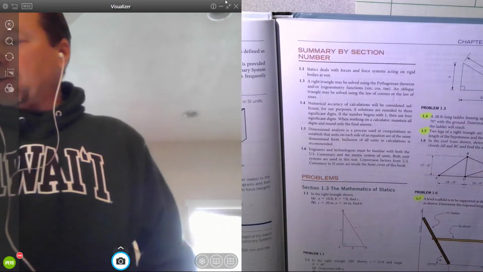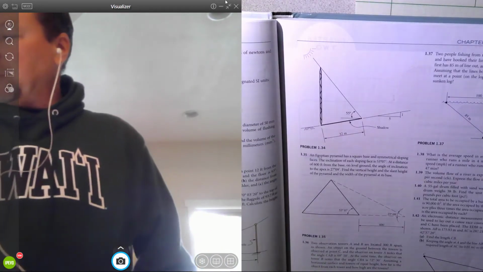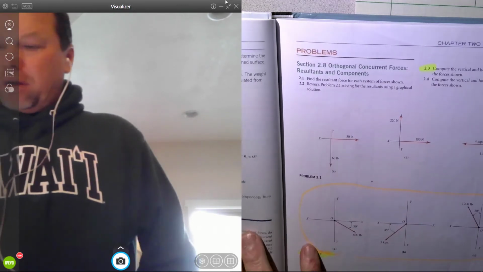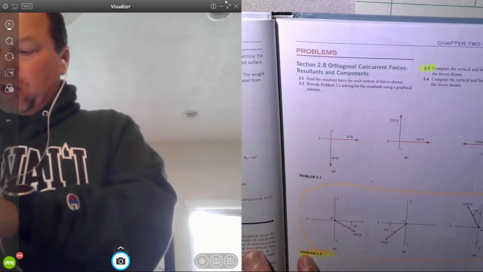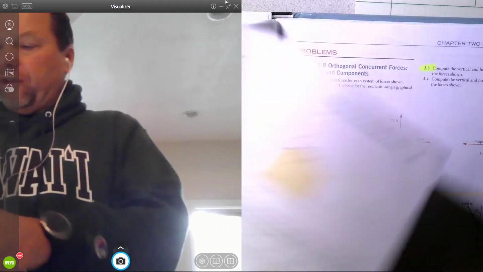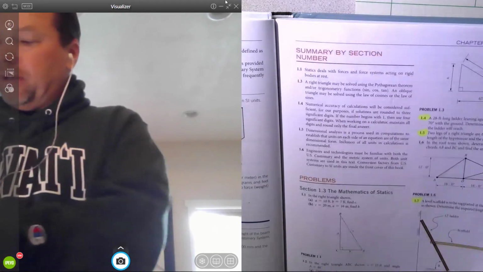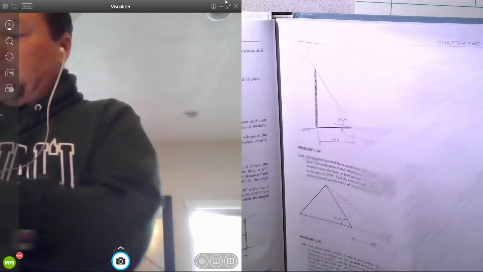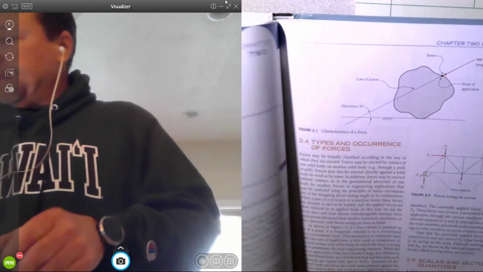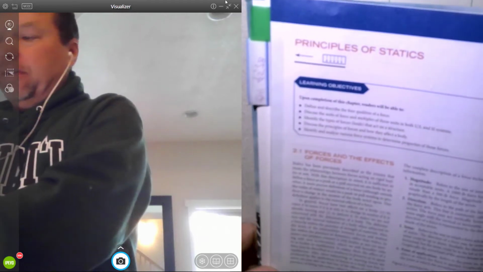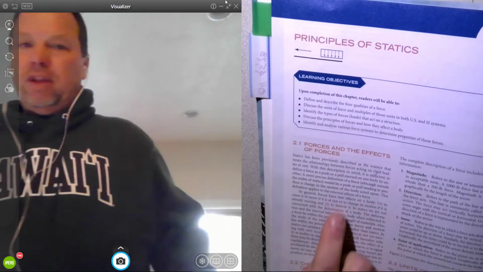All right, so let's talk about chapter 2 a little bit. Chapter 2 starts with forces. Let me see if I can find the beginning of Chapter 2. Yeah, so they call it principles of statics, right? Forces and the effects of forces.